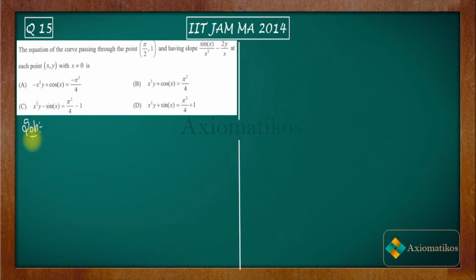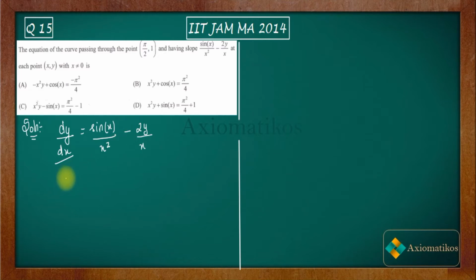It's given to you that dy/dx is sin x over x squared minus 2y by x. I am just writing dy/dx to represent the slope. It's given to you that the slope is given by this formula at each point (x, y).